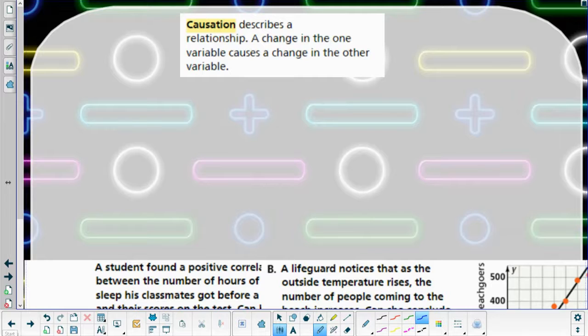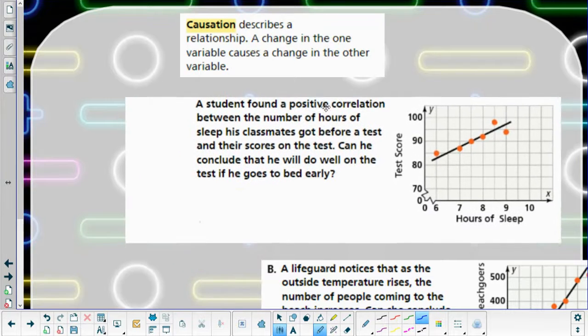Okay, our other vocabulary word is causation. Causation describes a relationship. A change in the one variable causes a change in the other variable. So here are some examples.